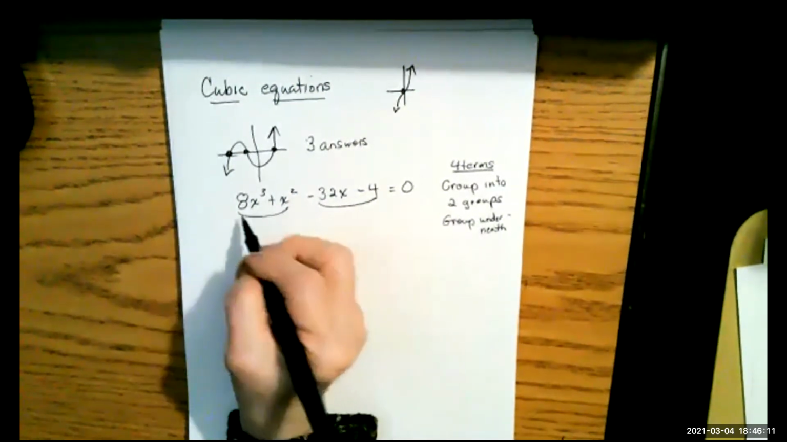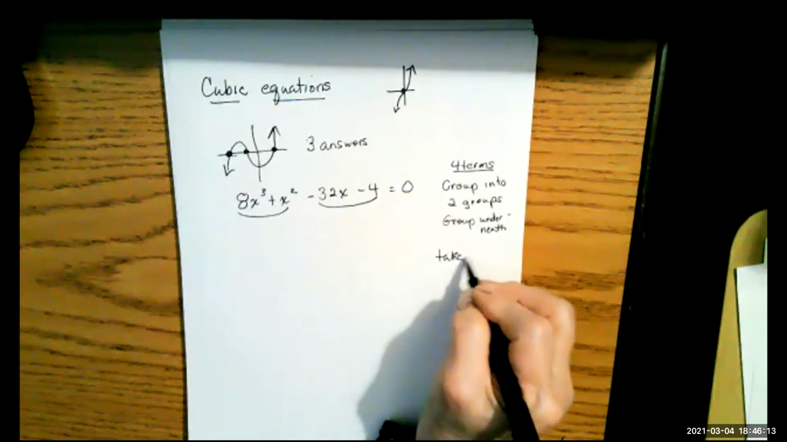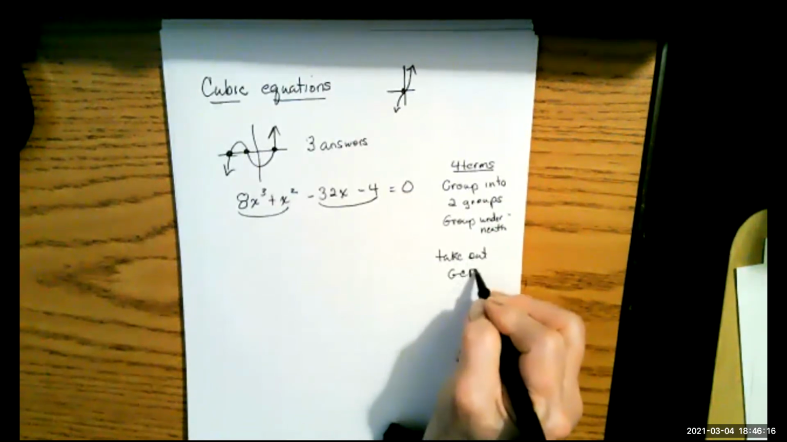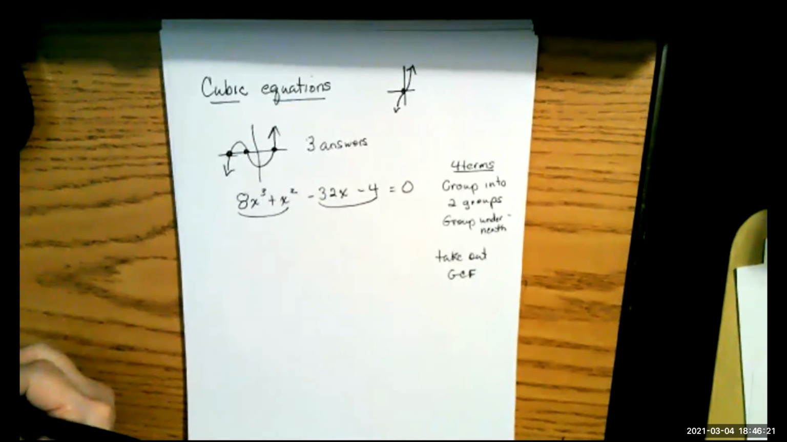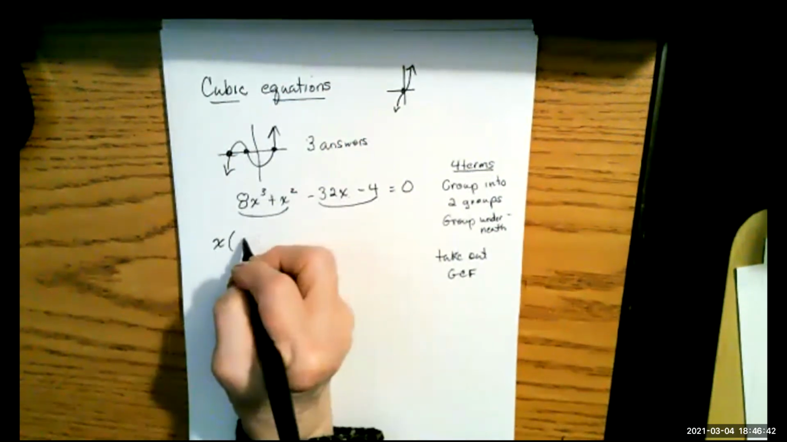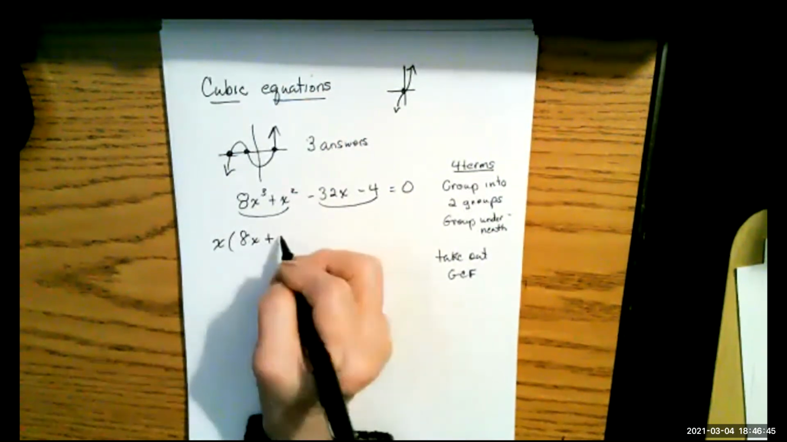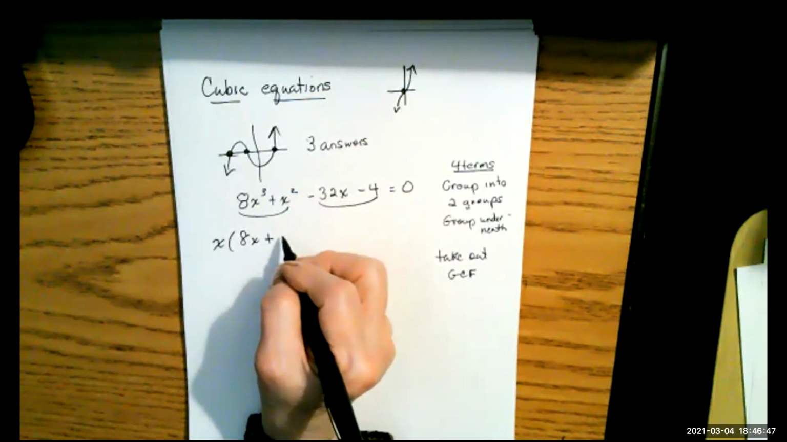Now then, for each one of them, take out a greatest common factor. So I have 8x cubed plus x squared for this one. A greatest common factor would be something that both of those terms have in common. What do you think it would be? x squared. That's correct. x squared. So we'll have 8x plus, what am I going to put here when I take out the x squared?